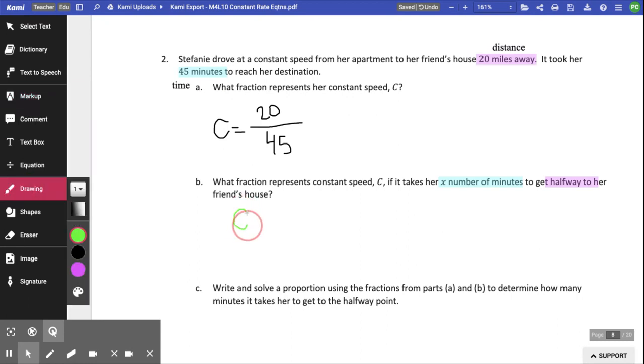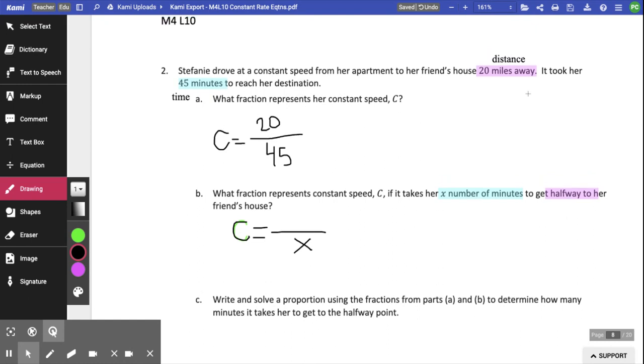So the constant rate, let me pick a black so we can see that better, is going to be the distance over the time, but they put a few tricks in this one. First of all, they want to know how many minutes, x, it would take her to get halfway to her friend's house. So x represents the time. Time goes on the bottom, so I'm going to put an x on the bottom of my fraction because x represents the time to get halfway to her friend's house. You have to be careful because we want halfway to her friend's house.